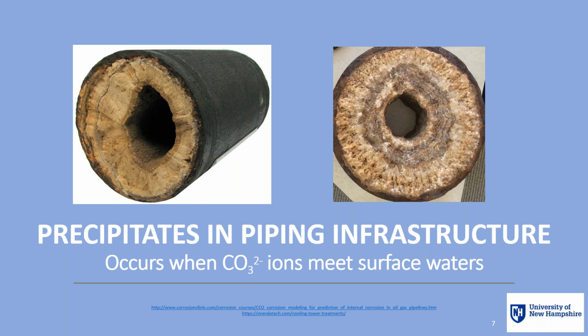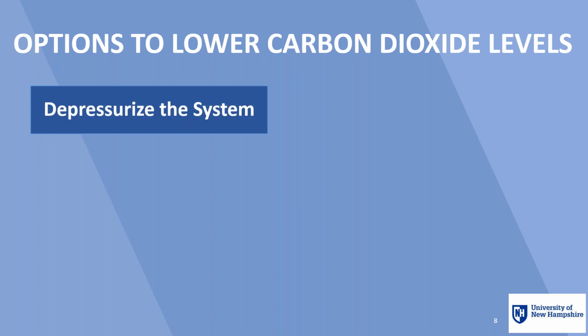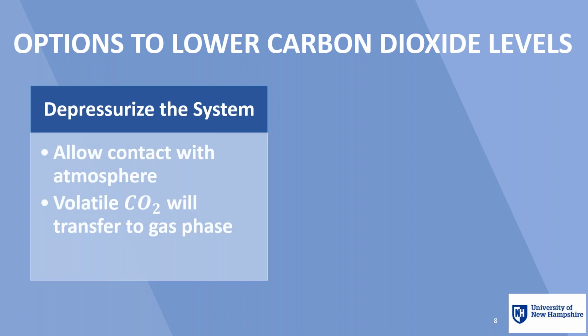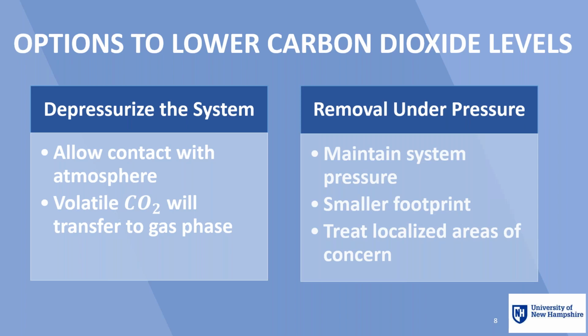To prevent these problems, the solution would be to lower the carbon dioxide level in the pipes. One way to do that would be to depressurize the system. That would allow the water to have contact with the atmosphere, and the volatile carbon dioxide would transfer to the gas phase. However, another way would be to attempt the removal under pressure. This would allow a system to maintain its pressure, there would be a smaller treatment footprint, and we could treat localized areas of concern.